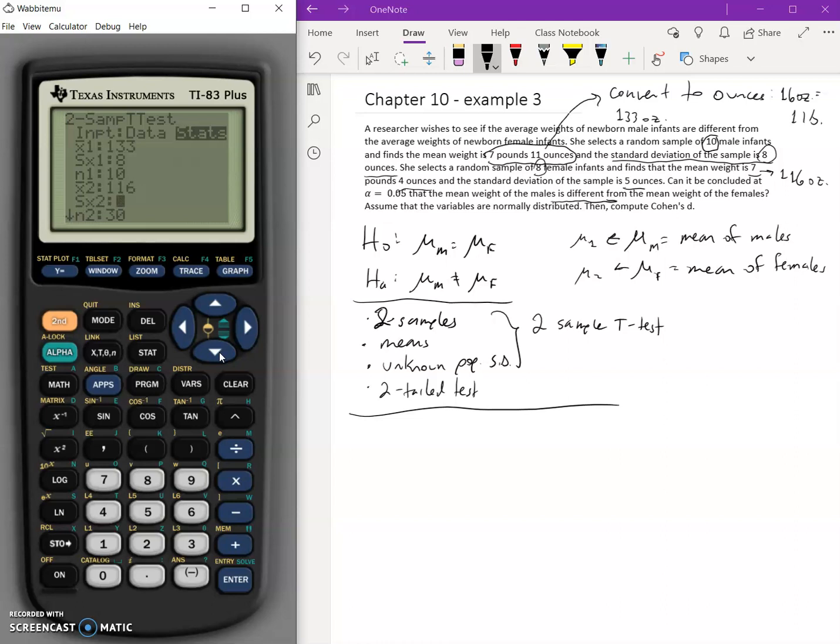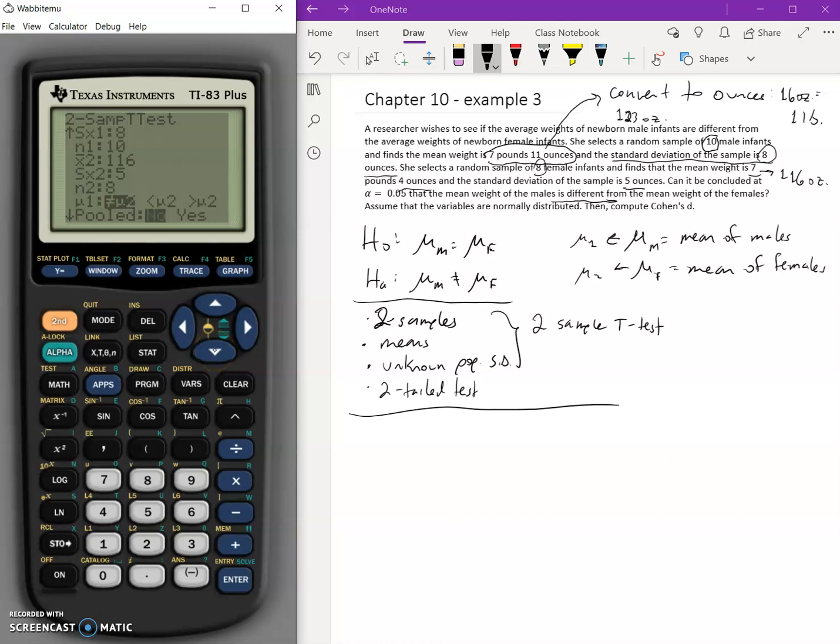Wait, I think I did that wrong. This should be 123. So 123 ounces. 116. Our sample standard deviation we said is 5. Our total sample size is 8. Our alternative hypothesis says that these two are not equal to each other.